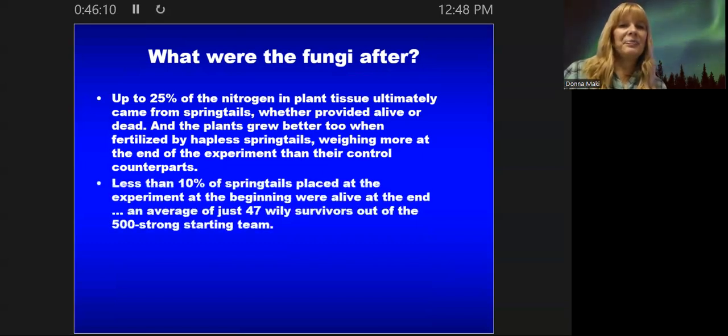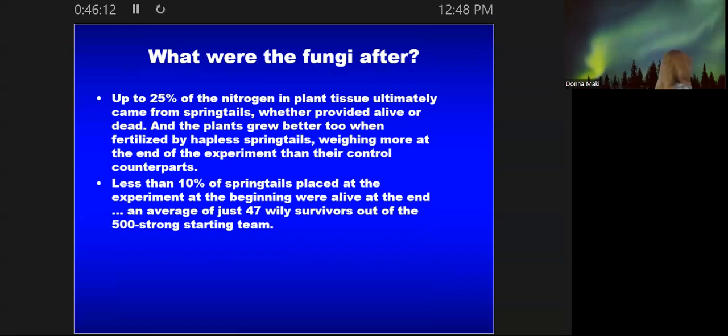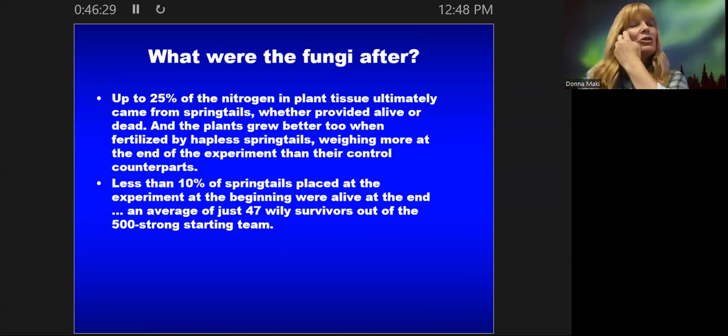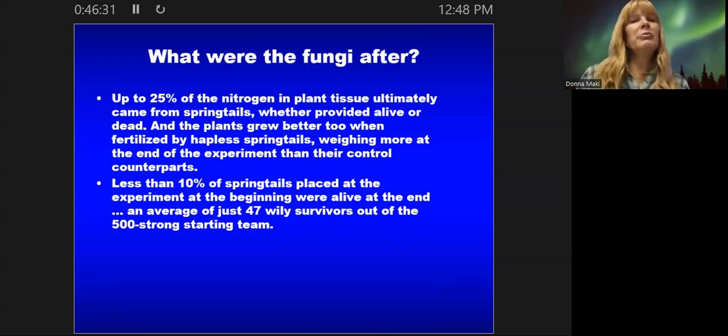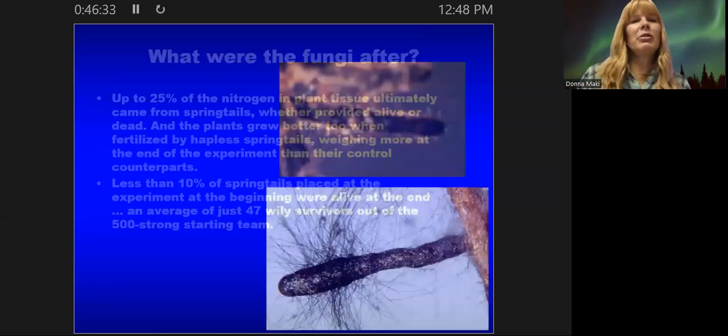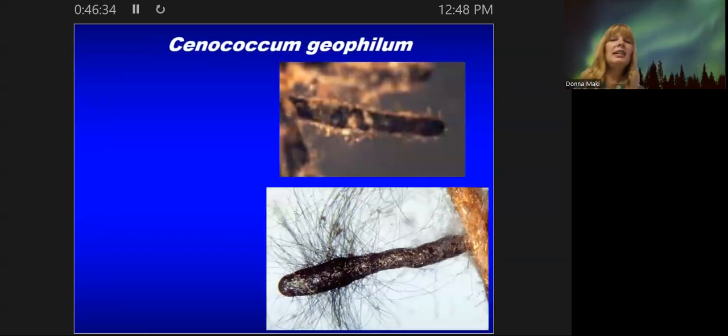So less than 10% of the springtails placed in the experiment at the beginning were alive at the end. So they wiped out the springtails when they set up a controlled experiment. There's 47 wily survivors out of 500. So very interesting dynamics. So much more to learn when it comes to the mycorrhizal world. We're still in its infancy.